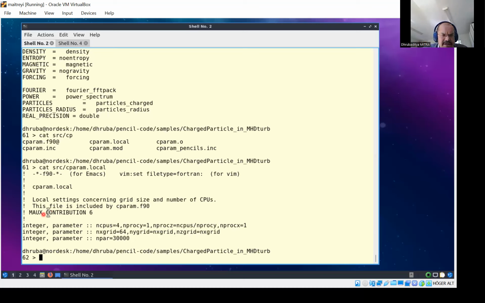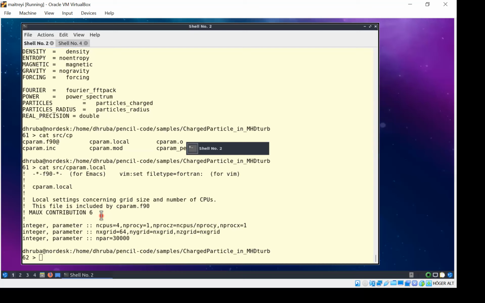Okay, so here I am mentioning the MAUX contribution to be 6. 6 because 3 components of the magnetic field and 3 components of the electric field. Okay. Everything good so far? Yes. Okay.